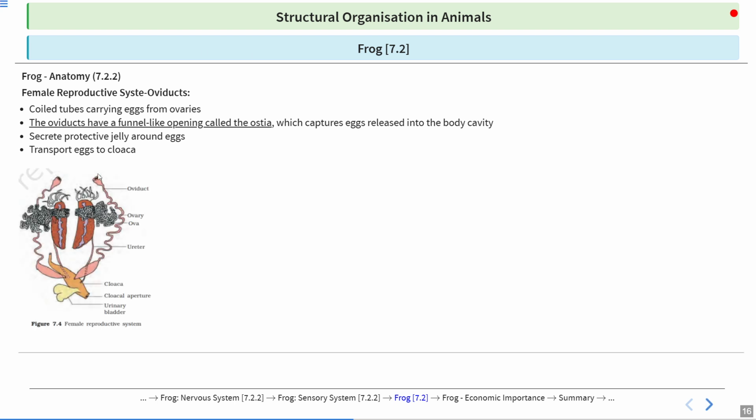So here you can see the structure. This is the oviduct, a funnel-shaped oviduct. When the eggs are released here in the body cavity, all these eggs are captured by this oviduct. And you can see how coiled this tube is. Right? So they capture all the eggs produced in the body cavity through the oviduct and pass them finally where? In the cloaca, right?